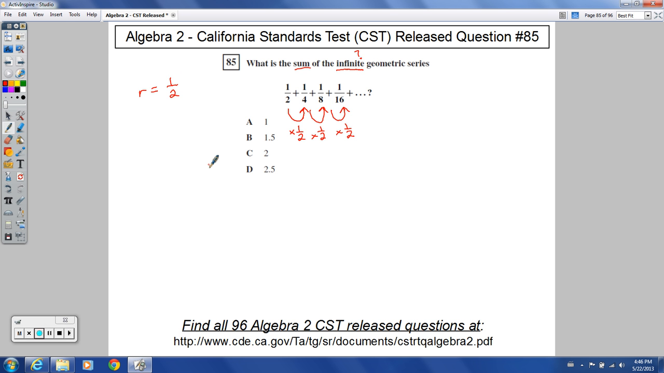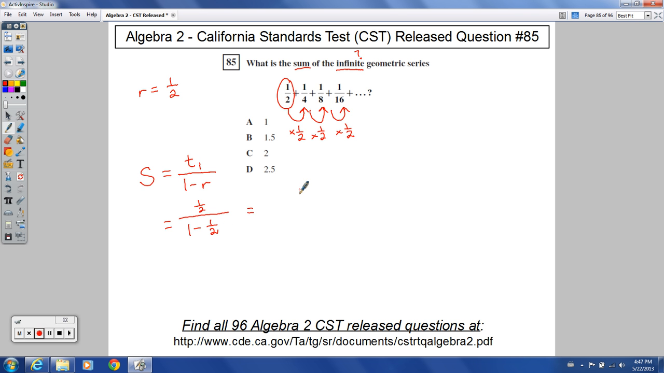There's a really handy formula that we can use for the sum of any infinite geometric series. The sum is going to be this T1, the first term, over 1 minus the ratio. And so what's my first term? My first term is 1/2. You could think of that as 0.5 as well. And you've got this over 1 minus 1/2.